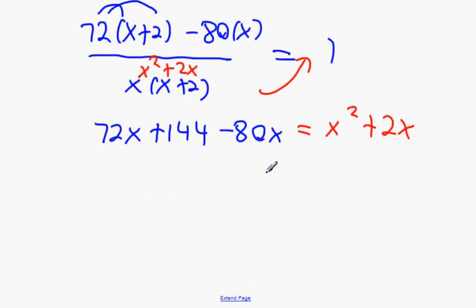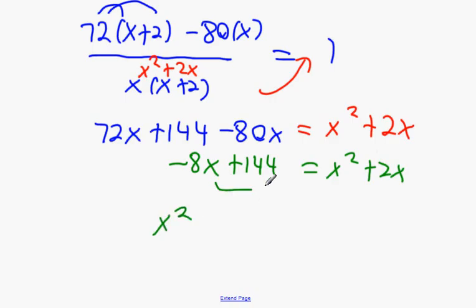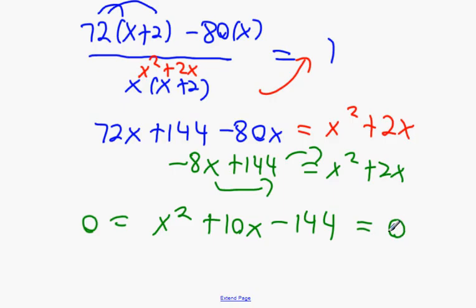Now, bring everything over to one side. Actually, I'll do a tidy up first because it's a bit on the sloppy side. So tell me 2x minus 80x is? Minus 8x. So it's minus 8x plus 144 equals x squared plus 2x. Bring it over to the other side. We're going to get x squared. Bring over the 8x, you get plus 10x. Bring over the 144, you get minus 144. Now, we're going to get 0 equals that.